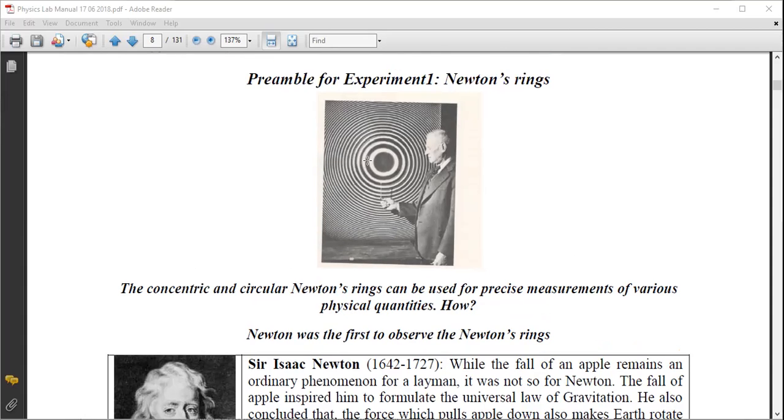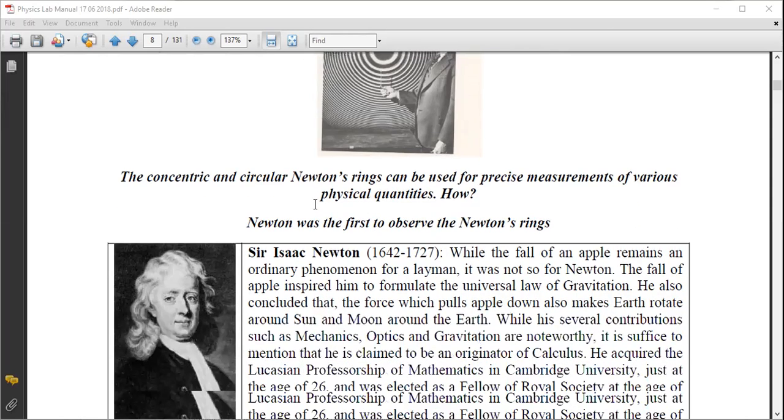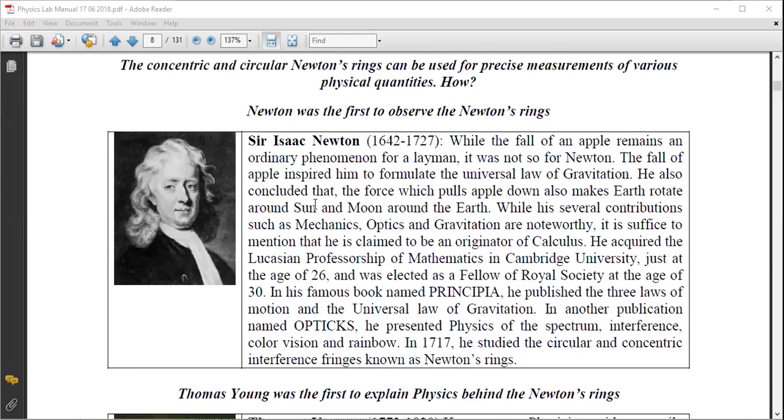Okay, so in a microscope you will observe these ring-like patterns. Concentric and circular rings can be observed, and by observing these rings and measuring the radius or distance between the rings, we can calculate various physical quantities like the radius of curvature of a lens and so on. So in a moment we will see how. Of course, Newton is given credit for this experiment because he had first observed and formally studied it.